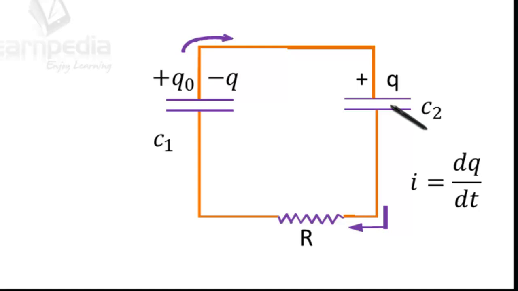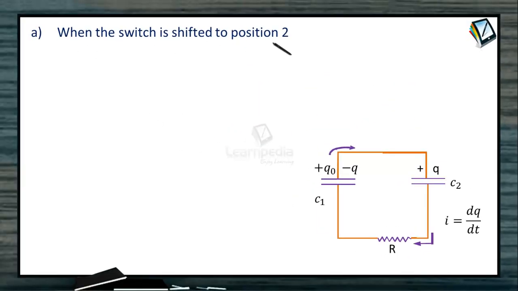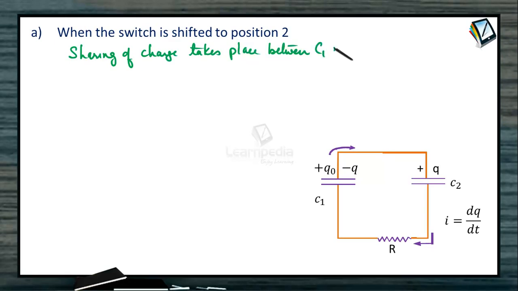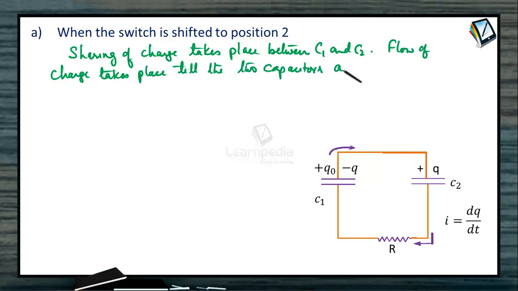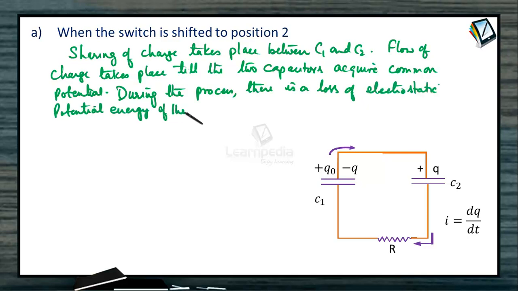During the process, there is a loss of electrostatic potential energy of the capacitor, which should appear as heat energy in the resistor R. When the switch is shifted to position 2, sharing of charge takes place between C1 and C2. Flow of charge takes place till the two capacitors acquire common potential. During the process, there is a loss of electrostatic potential energy of the capacitor. This appears as heat in the resistor R.